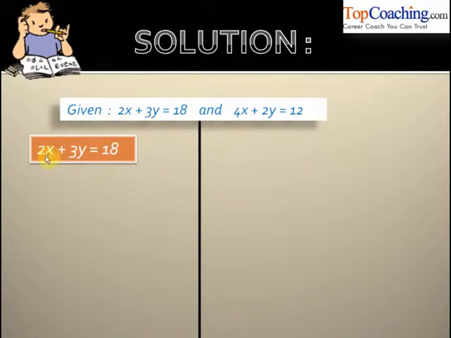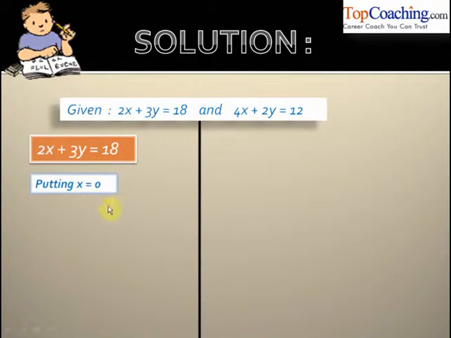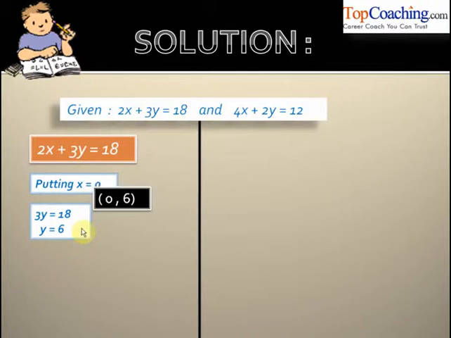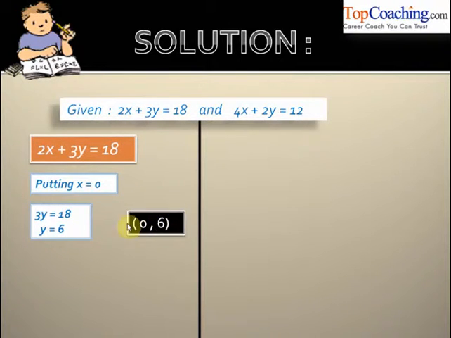Now let's look at the first equation, which is 2x plus 3y equal to 18. We have to find a solution of the form 0 comma b. So for that, if we put x equal to 0, then what we get is 3y equal to 18 or y equal to 6. Thus we get 0 comma 6 as a solution to this equation, and this is of the form 0 comma b.